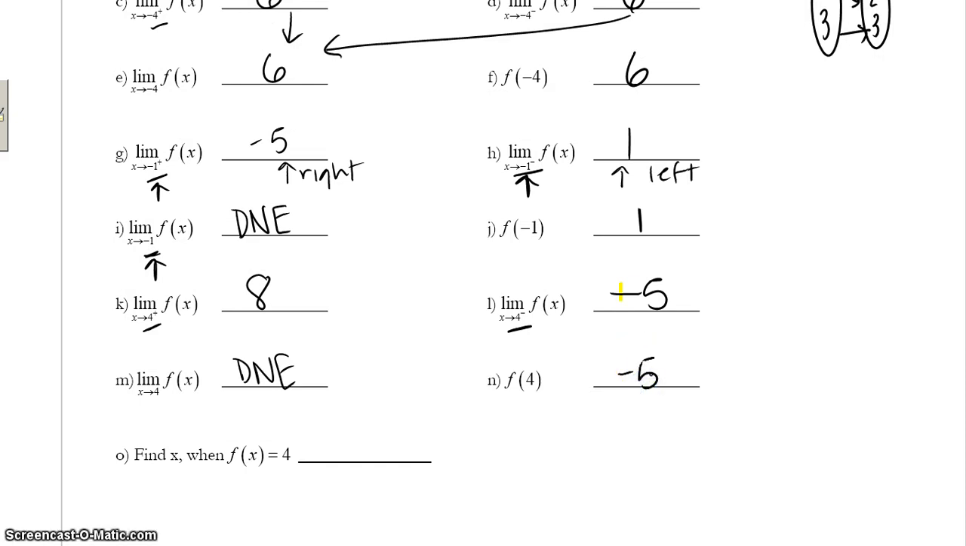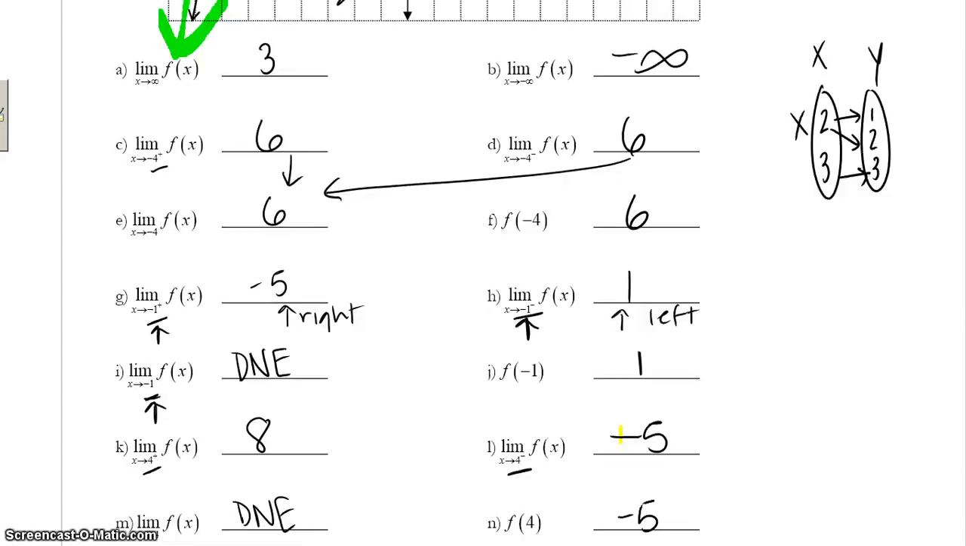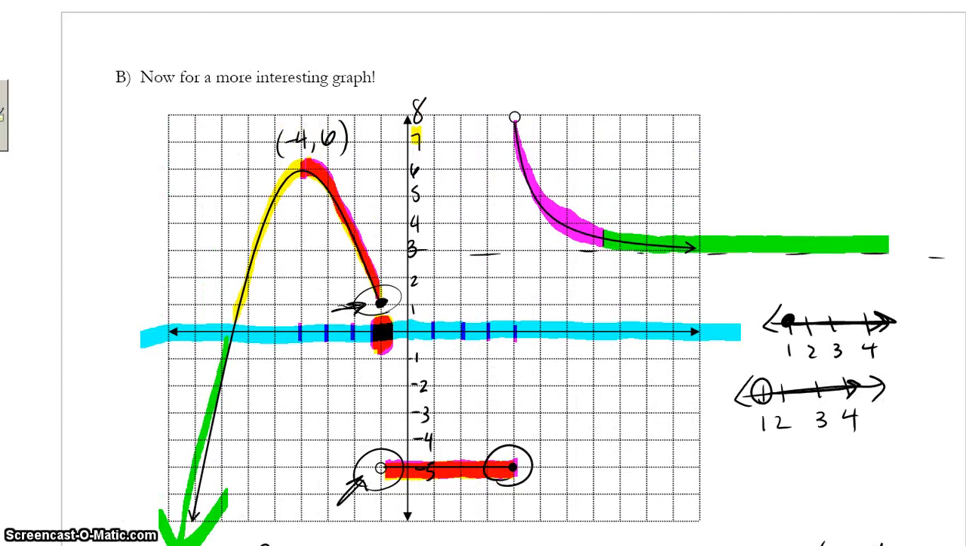Now the next question asks us to find x when f of x is equal to 4, which means that our coordinate is going to be some x when y is 4. So when f of x is 4, what is x? So let's look at our graph. Oh, I'm sorry.